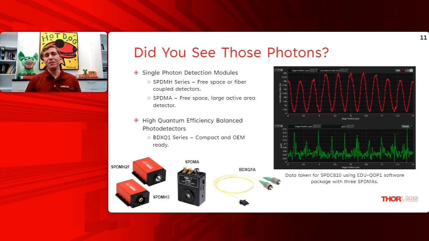A newer addition that I'll make sure I mention is the high quantum efficiency balanced photodetectors. So these are great little OEM products. You can actually see just how small the actual chip of it is compared to the termination on it. So easy to integrate, good for the quantum interferometers and that kind of quantum sensing field.